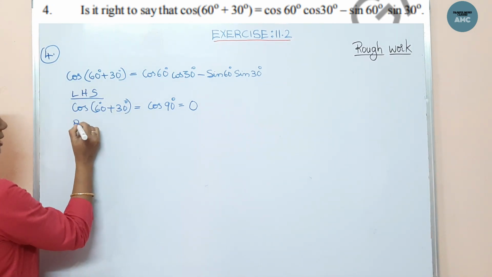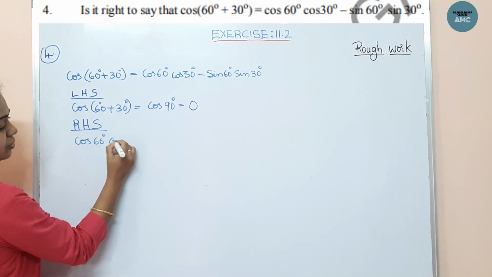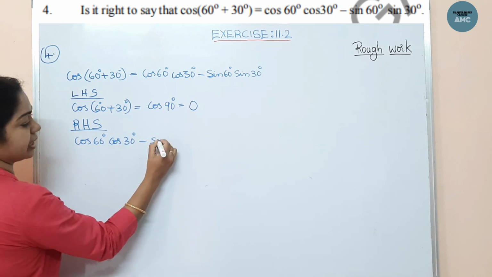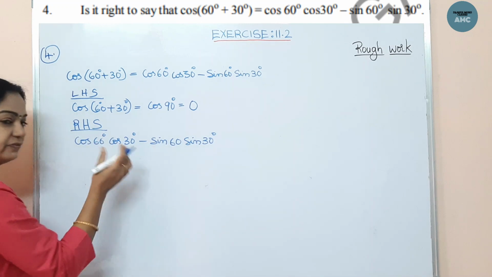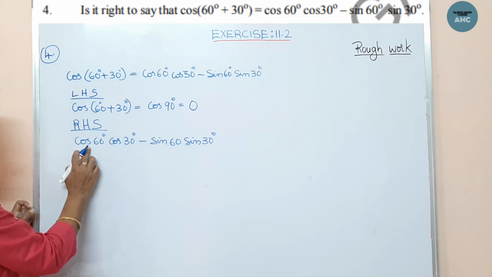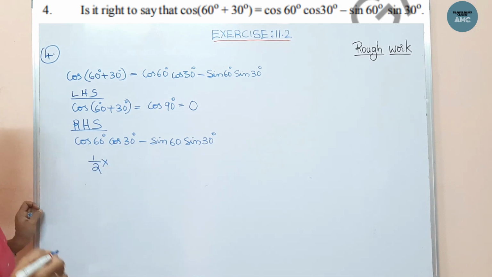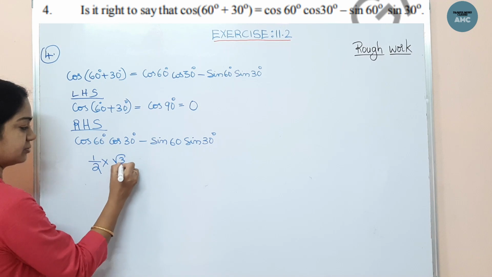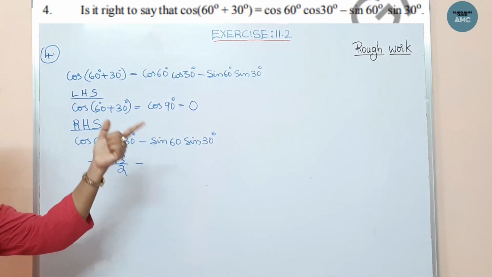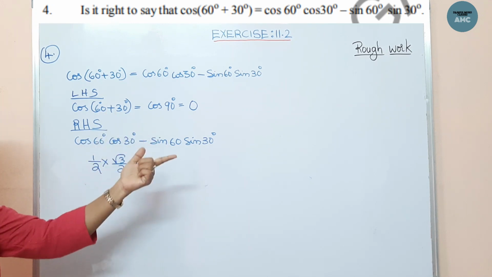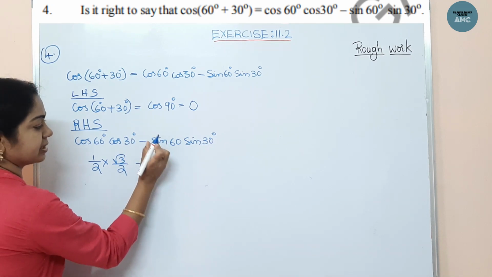Now, the RHS part, we'll see cos 60 degrees, cos 30 degrees minus sin 60, sin 30. Now we will change all the functions into the sine function. Now cos 60 is sine 30, so sine 30 is 1 by 2. Cos 30 is sine 60. Sine 60 is root 3 by 2. You should be perfect with the sine functions, at least 0, 1 by 2, root 3 by 2, 1 by root 3, root 3 by 2 and 1. If you are perfect with only the sine functions, you can change all into sine functions and substitute the values.